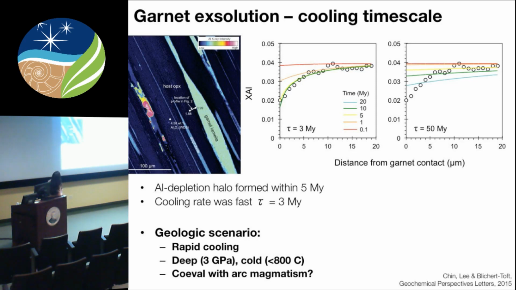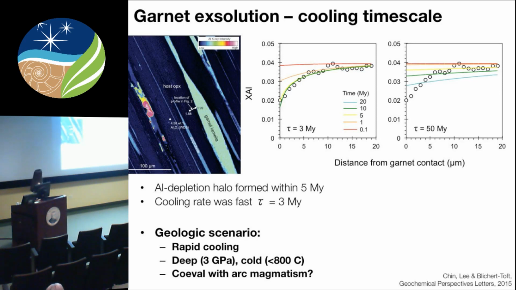for a transect from far away from a garnet to close to the garnet. You can see that far from the garnet you have high aluminum, and as you get closer to the contact, the aluminum in the orthopyroxene becomes lower. We see that the best model fits are those profiles that occurred in fairly short timescales, between 5 to 10 million years, and at fast cooling rates.